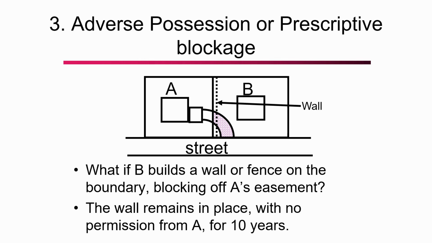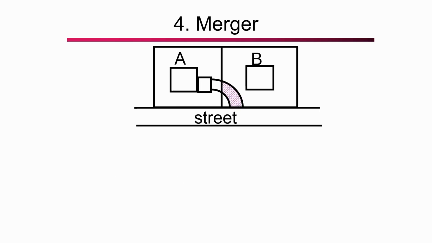and finally, let's suppose after 10 years, which let's stipulate is the adverse possession period in this particular state, B now says, by virtue of my adverse possession or prescriptive blockage of your driveway easement, it has been terminated. And the courts will agree with that. So in other words, just as an easement can be created by prescription, an easement can be terminated by prescriptive blockage as well.